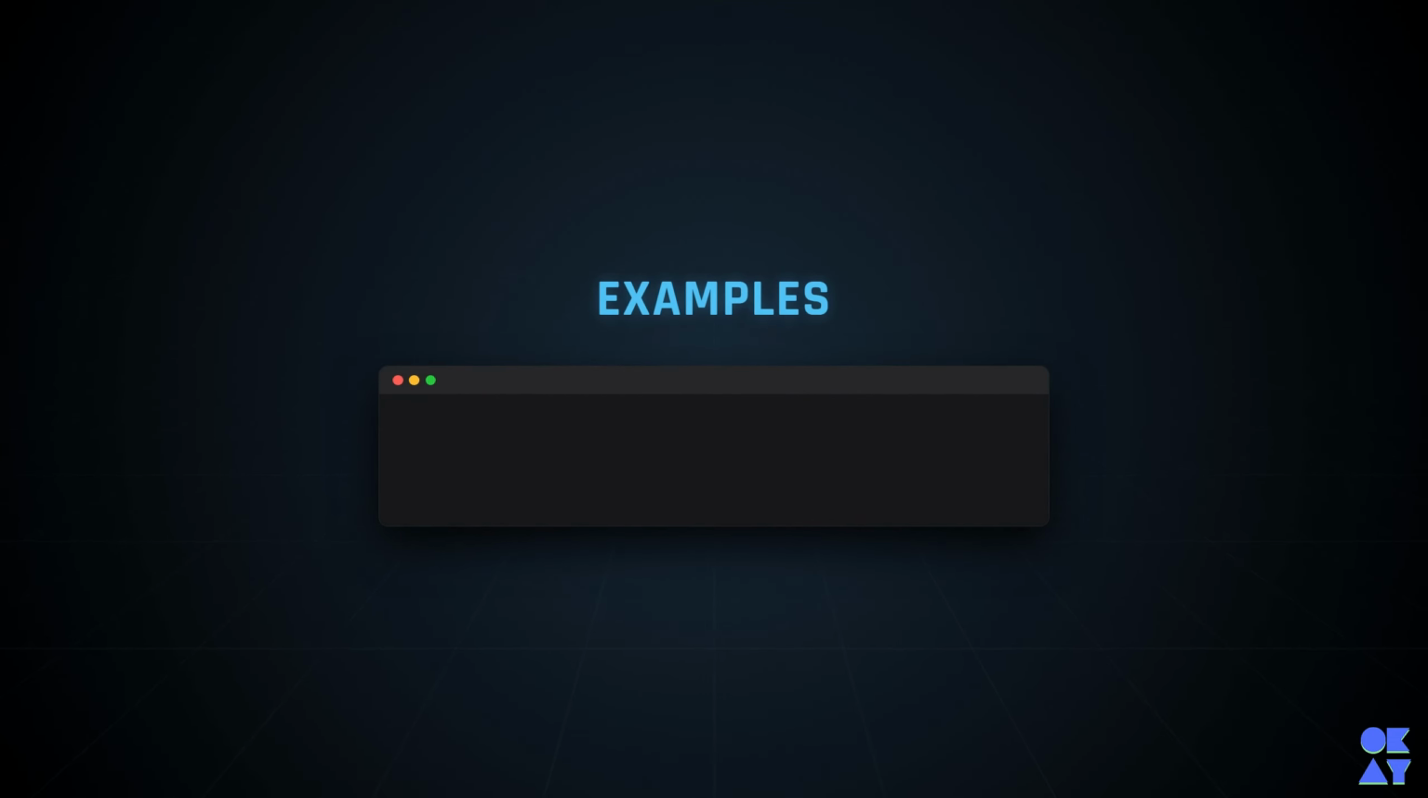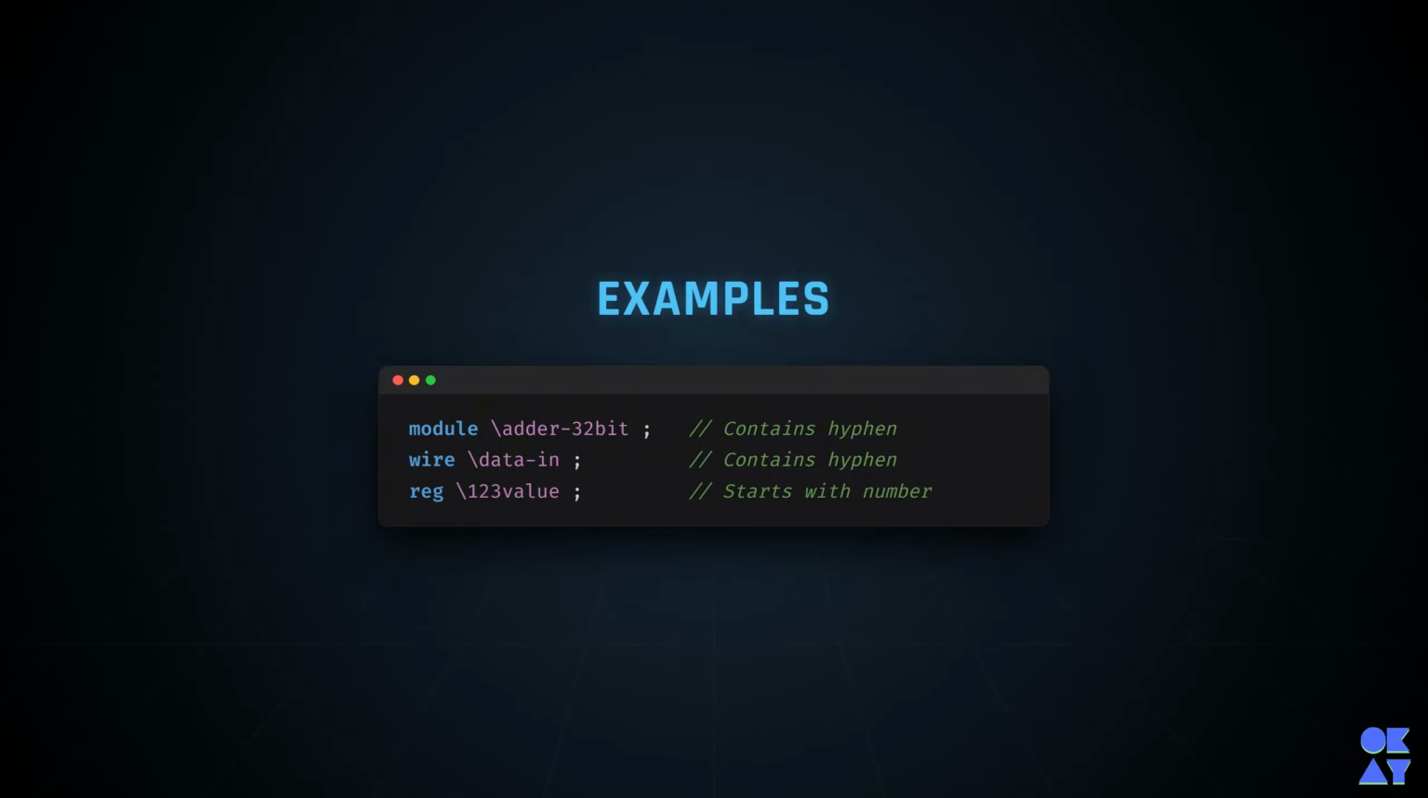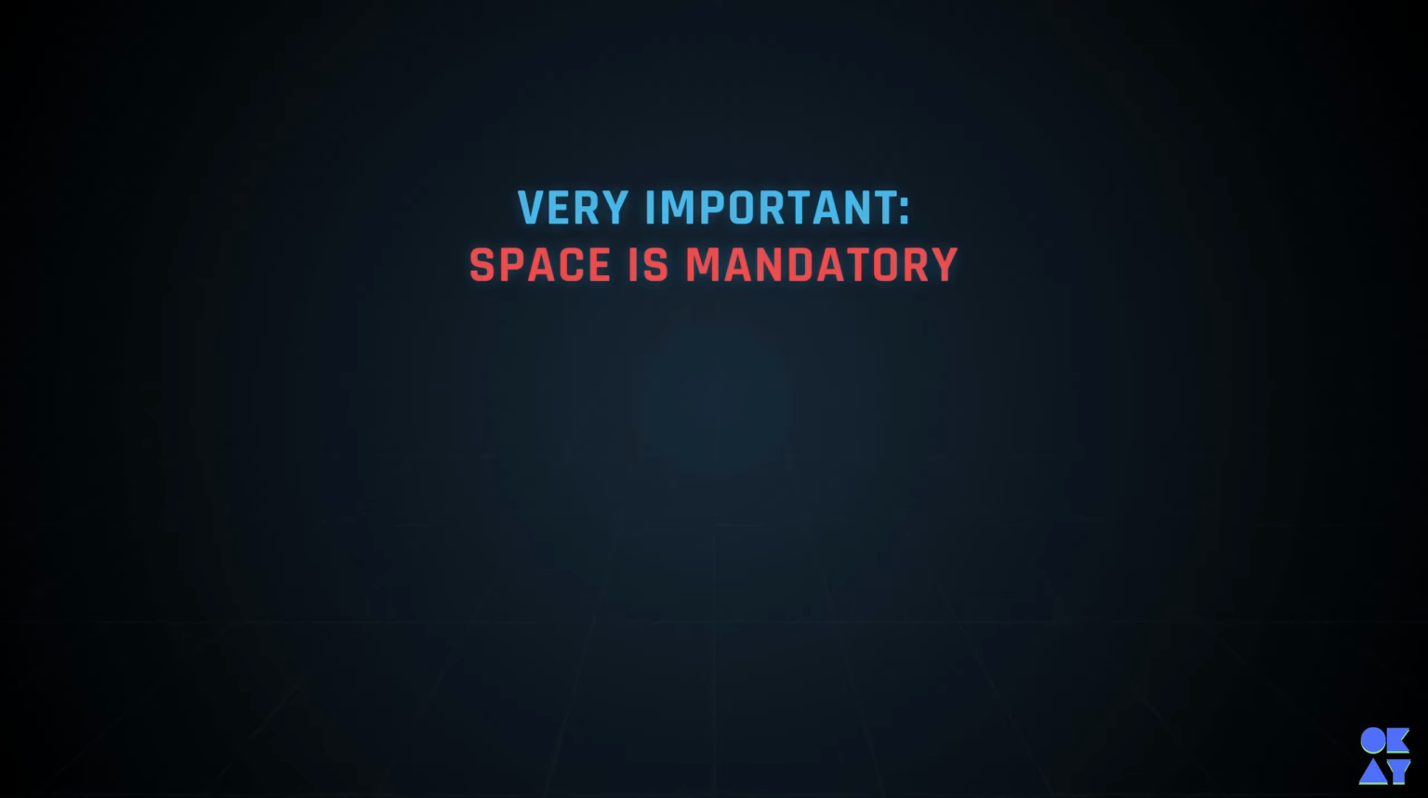Examples: module \adder-32bit followed by a space, contains a hyphen. wire \data-in followed by a space, contains a hyphen. reg \123value followed by a space, starts with a number. Very important, the space is mandatory.